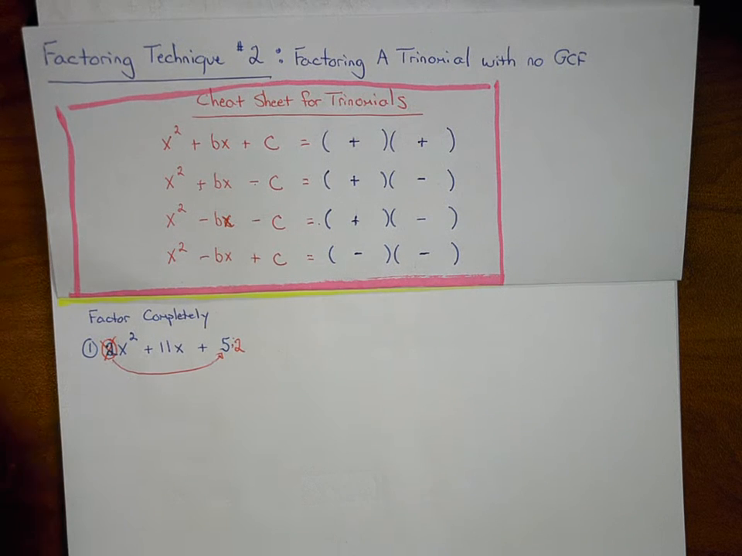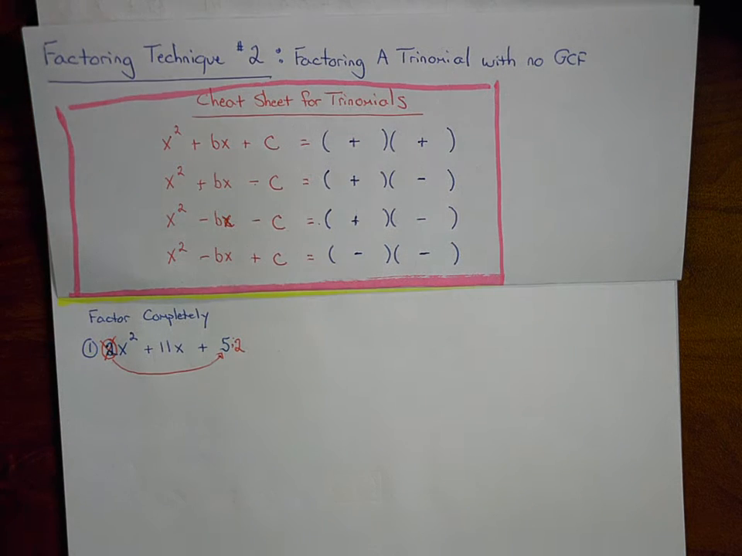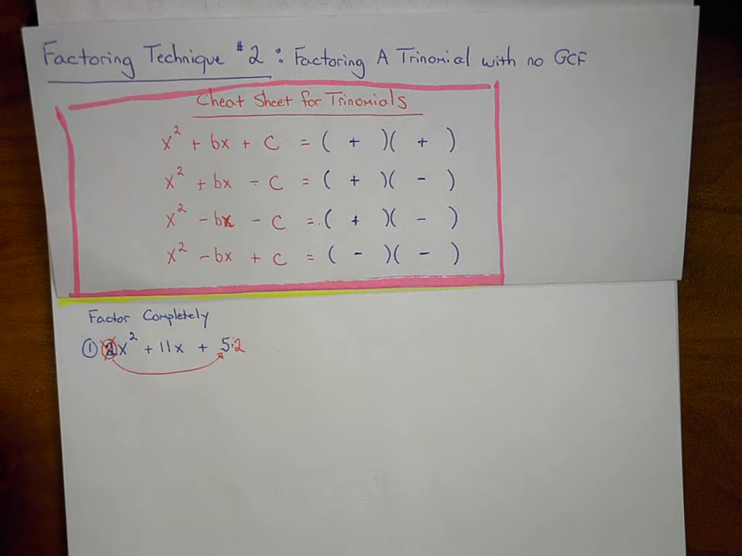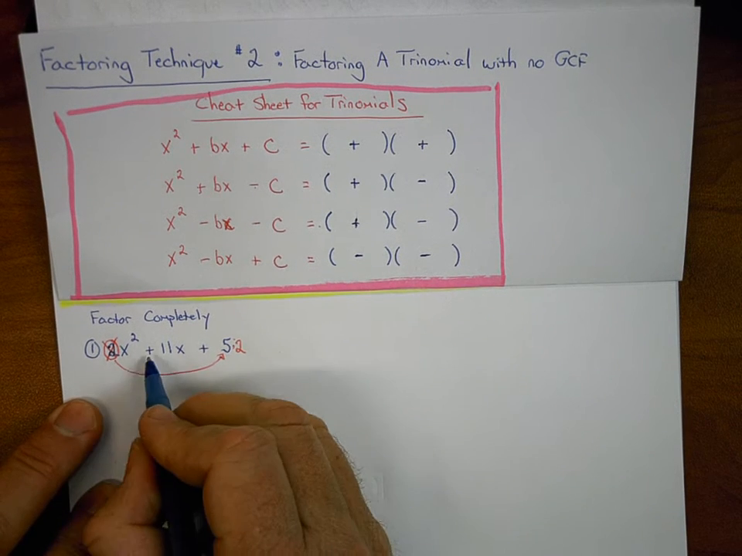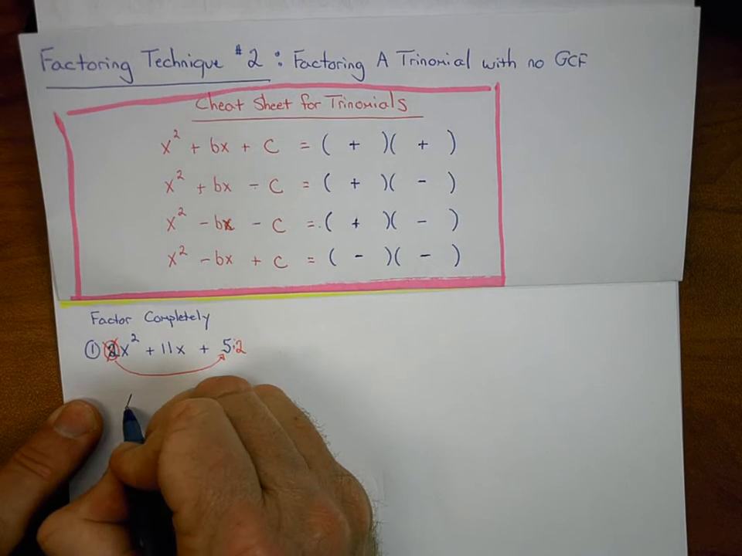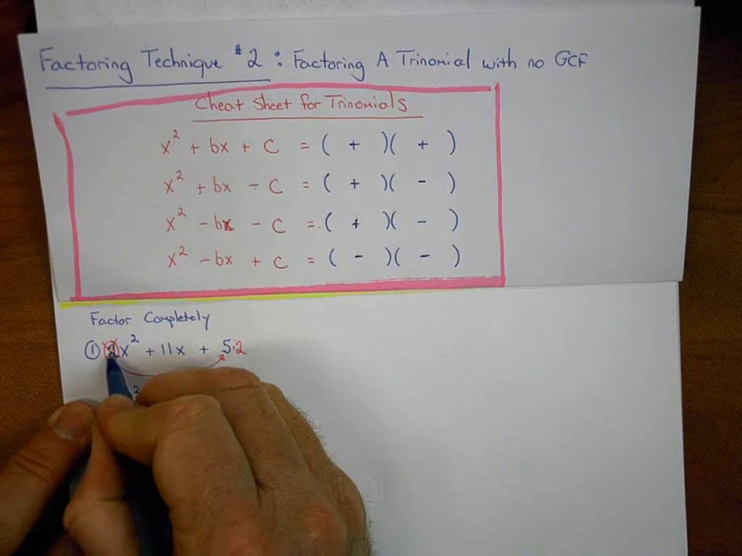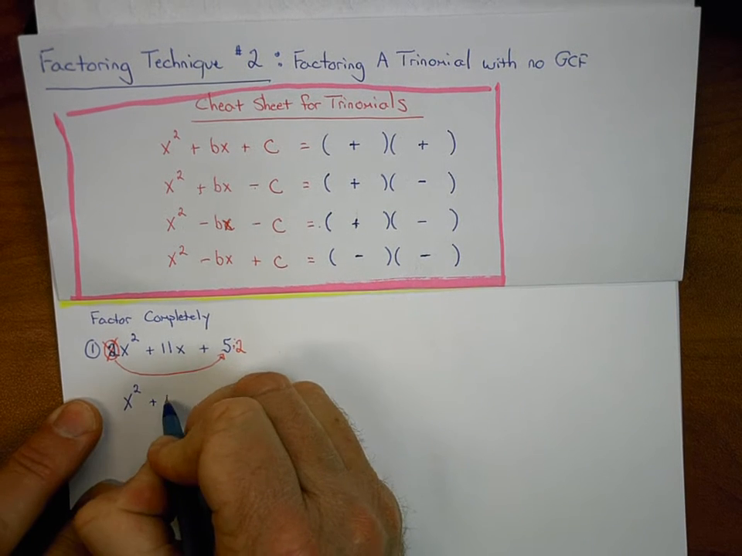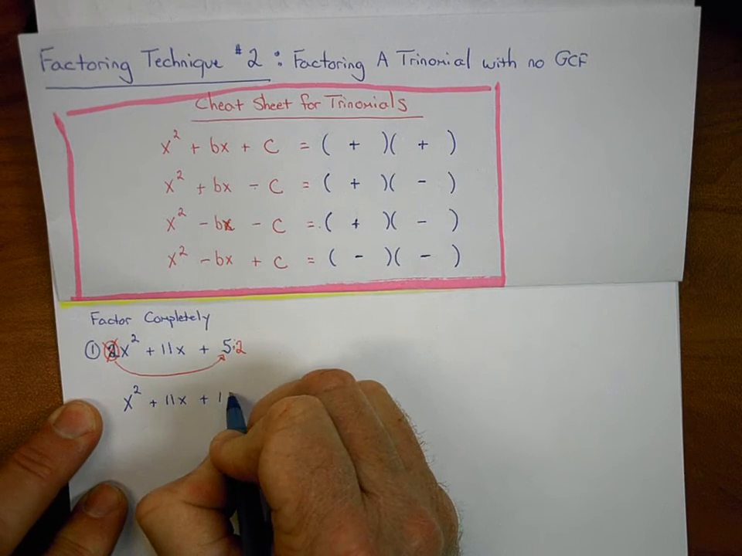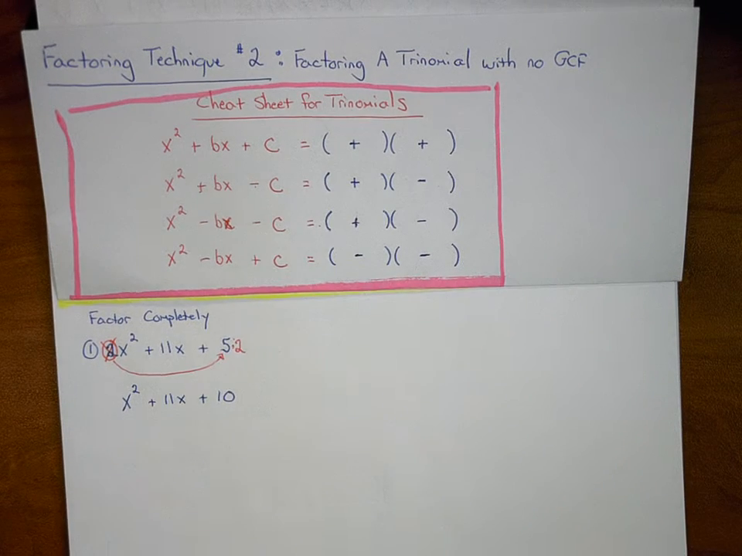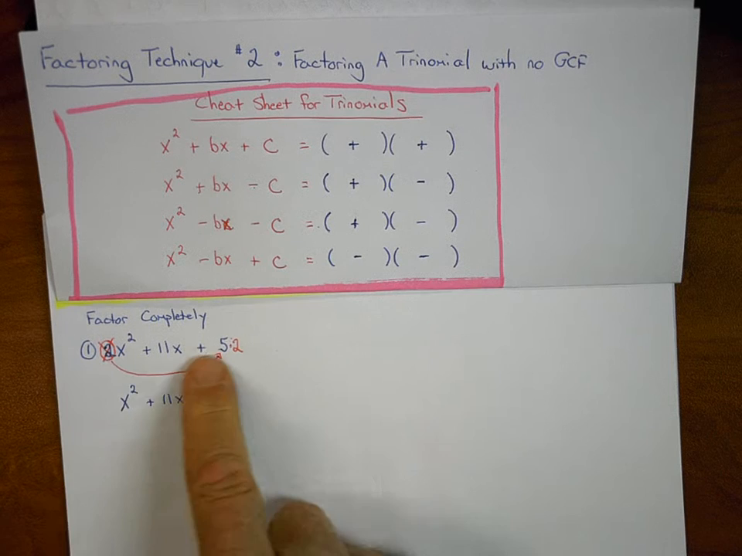So what would the look of my new trinomial be? Blake Jones, got it. Nice job, Blake. Now your trinomial becomes x to the second power, the 2 is no longer there, plus 11x plus, and now it's not 5, it's 5 times 2, that is 10. So notice I changed this trinomial to that trinomial.